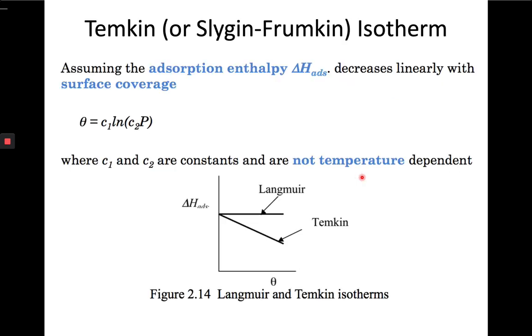From the previous slide, we can conclude that by using the Langmuir isotherm, delta H is constant with the change of surface coverage theta. There are other isotherms which explain the relation between delta H and theta. For example, the Temkin isotherm assumes that the adsorption enthalpy, delta H, decreases linearly with surface coverage. This figure shows the difference between the Langmuir and Temkin isotherms, where in Langmuir, delta H is constant, while in Temkin, delta H decreases linearly with theta.